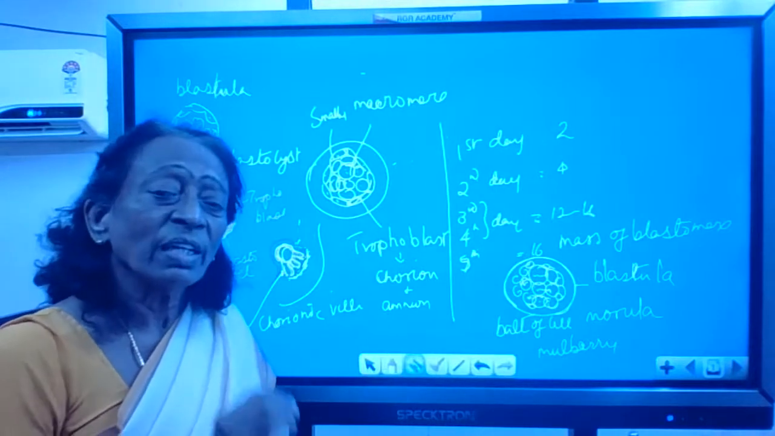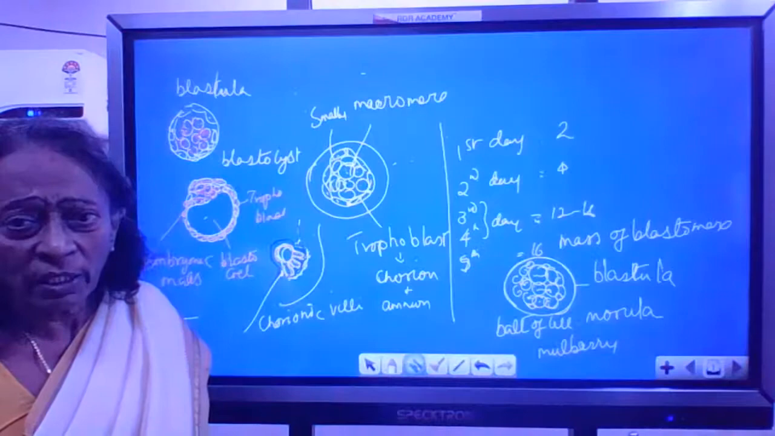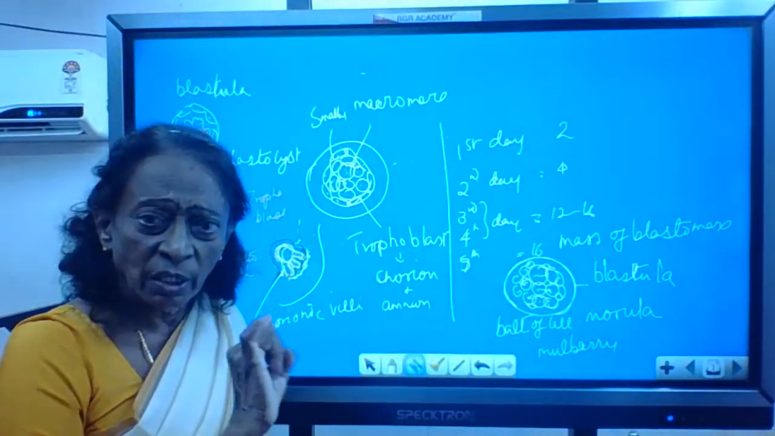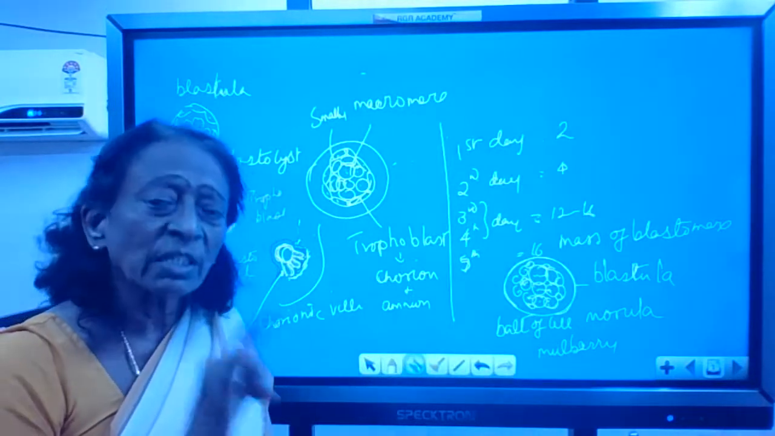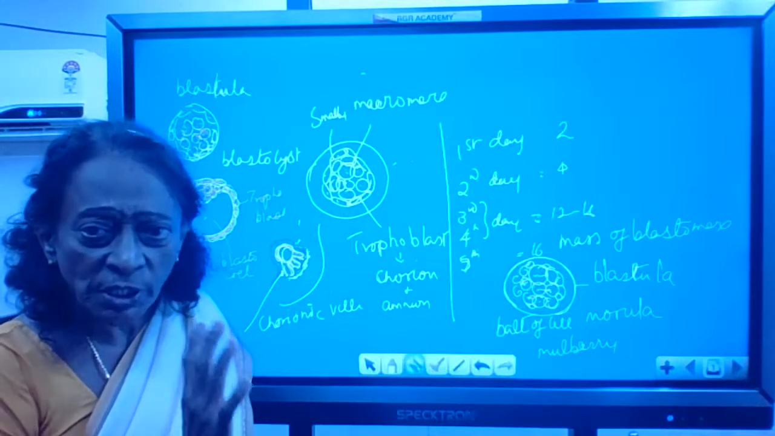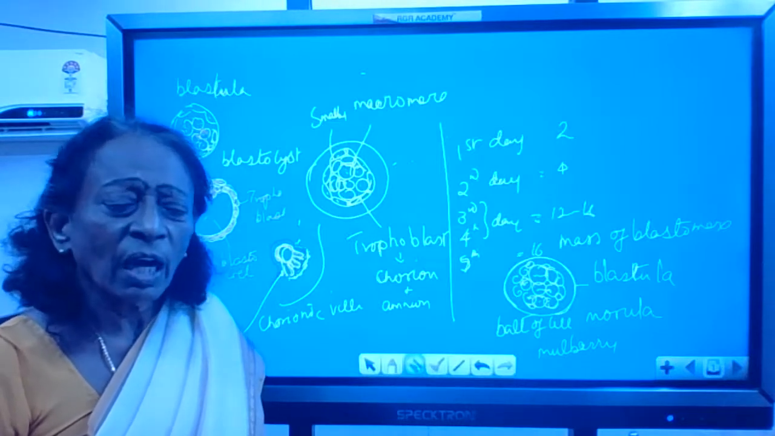Another question: when does the implantation of the zygote occur? At the stage of morula, blastula, blastocyst, embryonic stage, or fetal stage. So implantation occurs only in the blastocyst stage. Now the blastocyst has an outer covering.